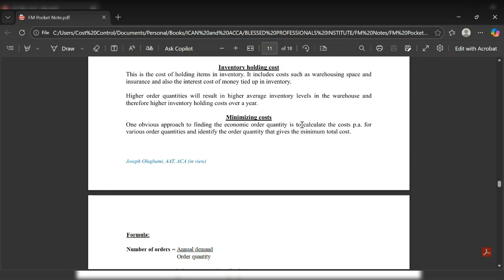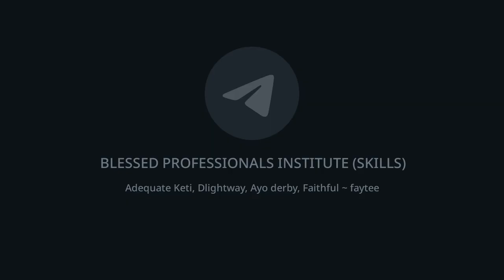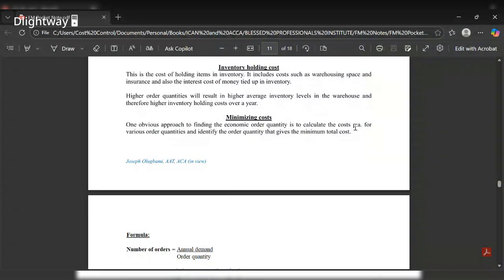Now, minimizing cost. Of course, the aim of every organization is to minimize cost, because they want to make profit. And if you are not minimizing cost, you will not make profit. One of the approaches to finding the economic order quantity is to calculate the cost per unit of various order quantities and identify the order quantity that gives the minimum total cost. This is the main reason why we use the economic order quantity model. The essence is for us to be able to choose which of the order quantities we can make at the minimal cost. We want to minimize the cost of ordering a particular quantity of goods. And that is the essence of the EOQ model.